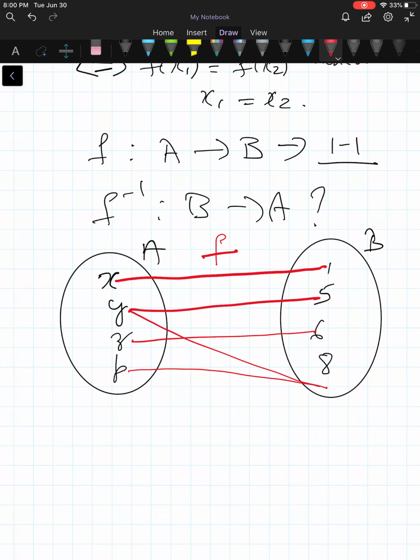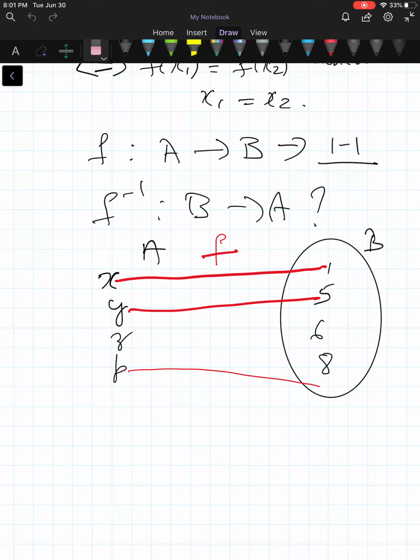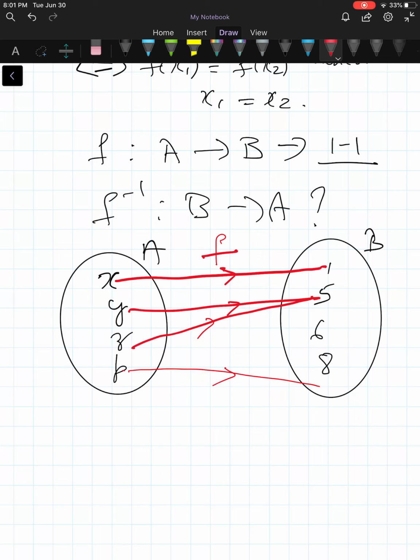So here you can see that this is definitely a function. Why? Because every element has a unique image. I should not have included these lines. I will mark z to 5. So this is definitely a function, because every element has a unique image, but two elements have the same image. So this is a function, but this is not one-to-one.